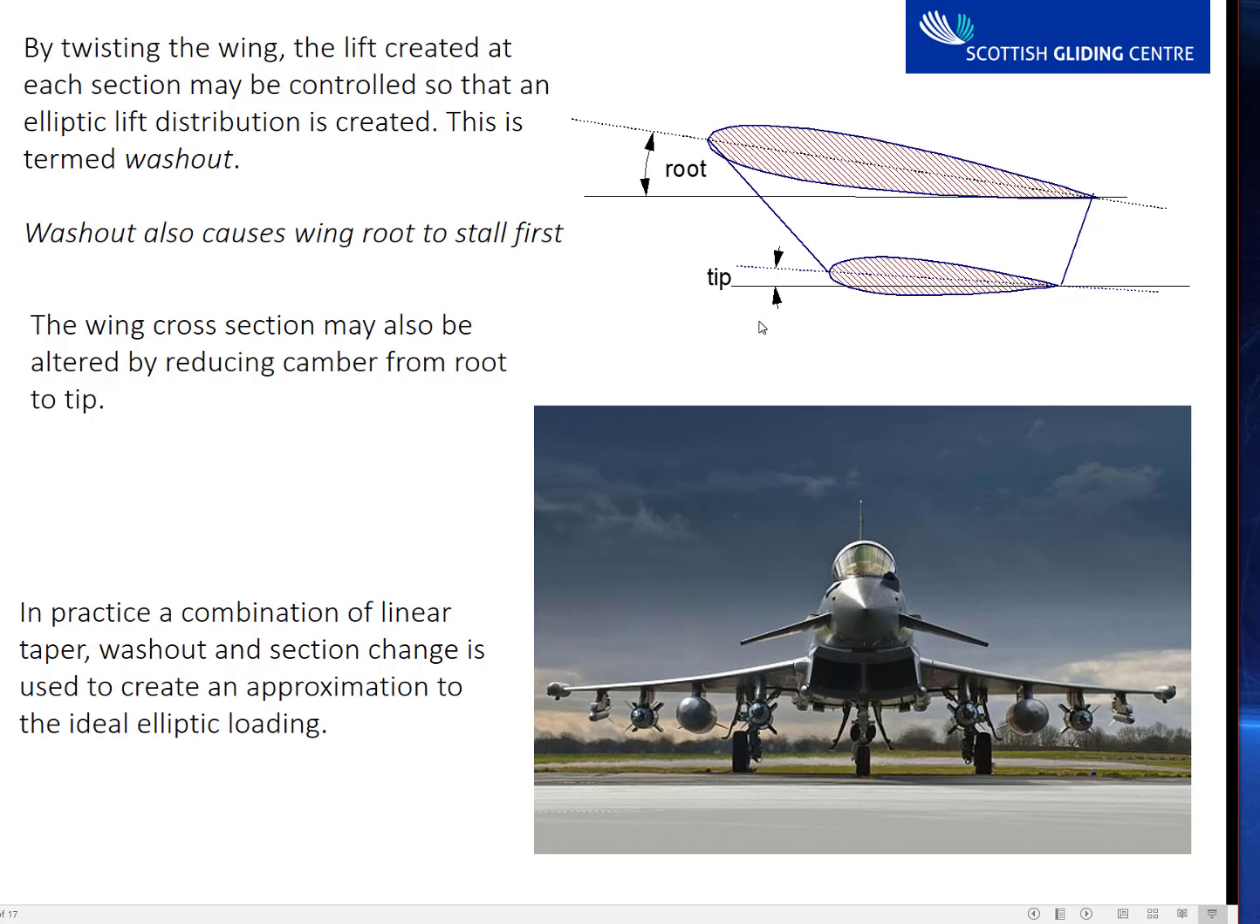Other ways that we can generate the elliptic lift distribution is by twisting the wing from the root to the tip. By reducing the angle of incidence from root to tip, we can change or reduce the amount of lift generated. And if we twist the wing in the correct manner, we can again get this approximation to the elliptic lift distribution.